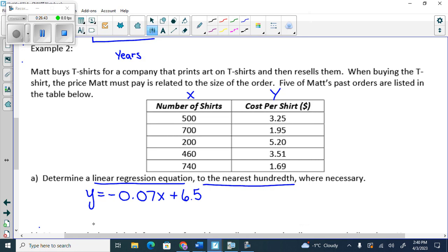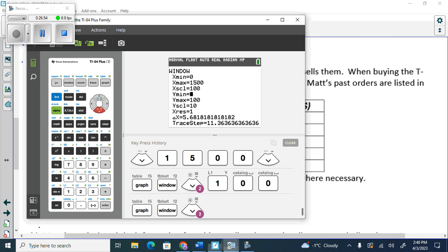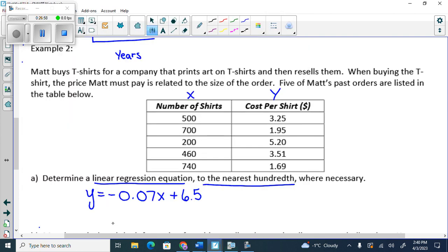So let's go to my y. My y is cost per shirt. What's the lowest a shirt could cost? 0. Could it actually cost 0? Would they give you, I guess if they were giving away shirts, it cost 0. So we're going to put a 0 here. Then what is the highest cost per shirt currently? $5.20, right? So I'll double it, make it a little more. I'll make it 11.